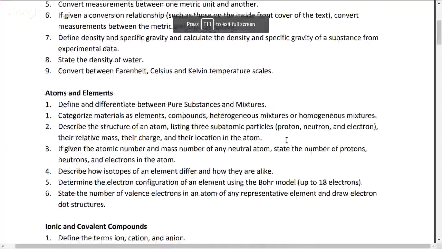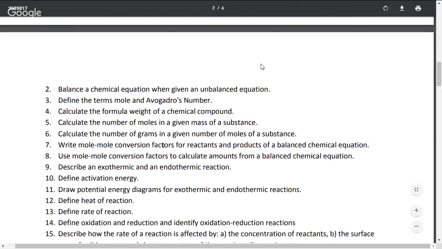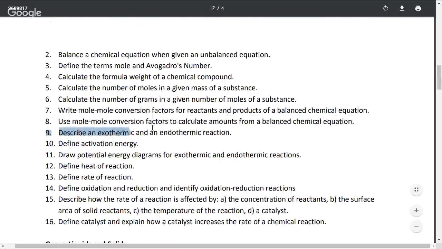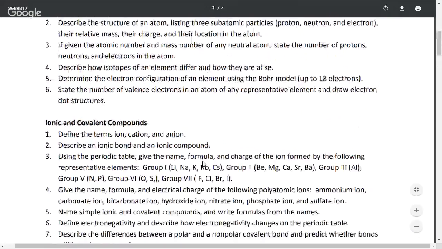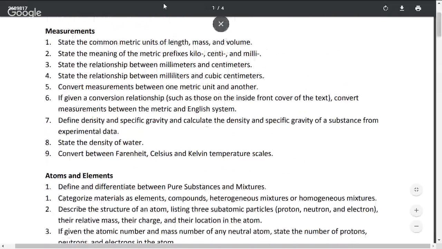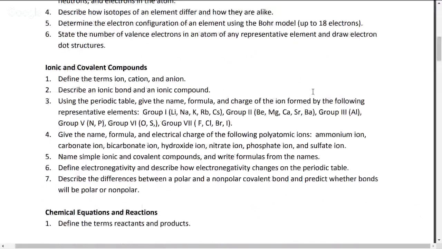What else do we got? Everything up through number 8 in the equations and reactions will be on the exam, not these, that's later. So what else do you not feel great about here?